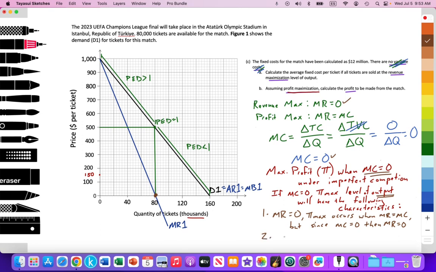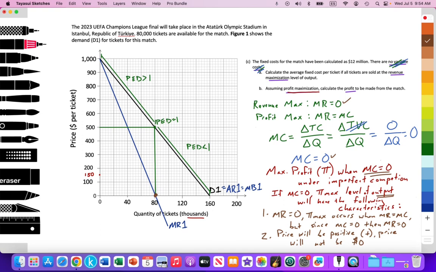Another characteristic: price will be positive, and price will not be $0. It's going to be priced according to the demand curve. Since the marginal revenue curve is going to be less than the average revenue curve, since we assume no price discrimination, which is discussed in another video, I'll have a link to that in the notes below, the price will always be greater than 0.